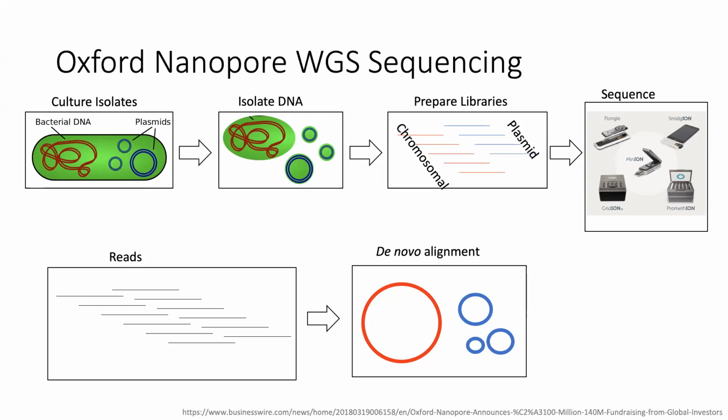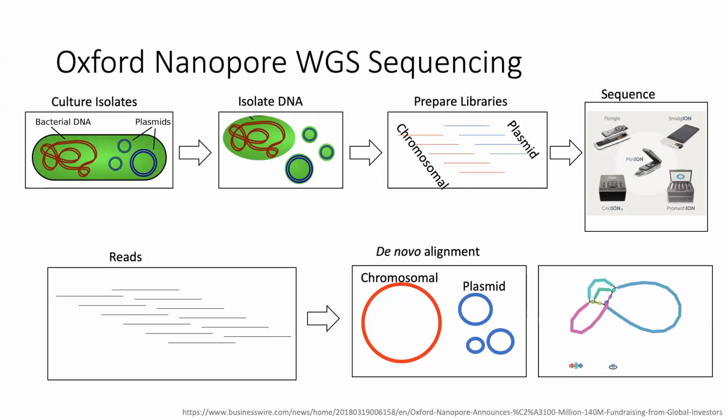So you get these sequences and you get these reads, and ideally you align them and you get your chromosomal sequence and your plasmid sequence, and they're all circles and they're all beautiful, and that's exactly what you want. Although I am going to give you this caveat that the long reads have to be longer than your problematic sequences. Otherwise, you still end up with some genomes that are not as beautiful as you would hope.